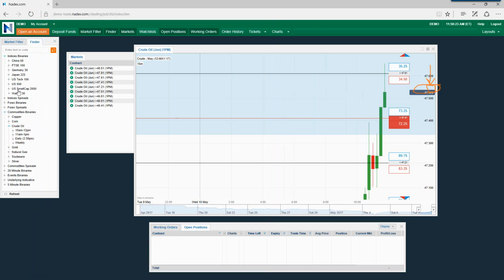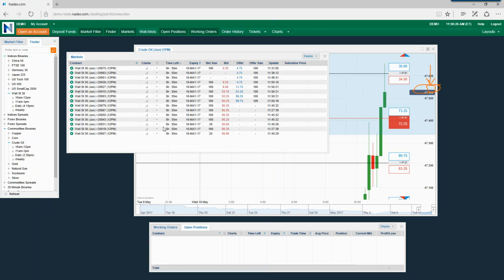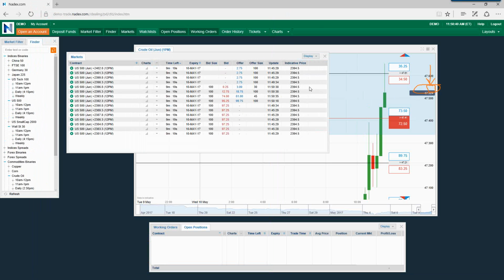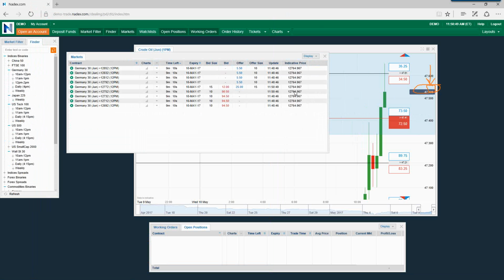Let's go up to indices, Wall Street. You've got 2 numbers on Wall Street, on the S&P. It's still 2 numbers. You just don't see that 0 there. On the US tech, it's 2 numbers. Let's go to the DAX. The DAX, you've got 3 numbers. So that last number is the point of precision. All right, any other questions?